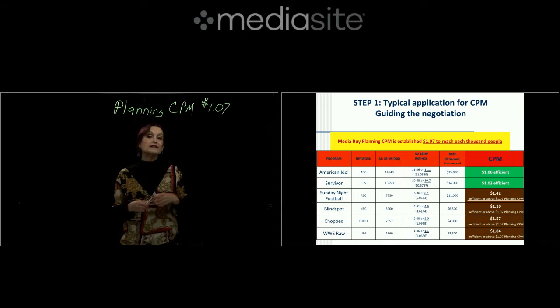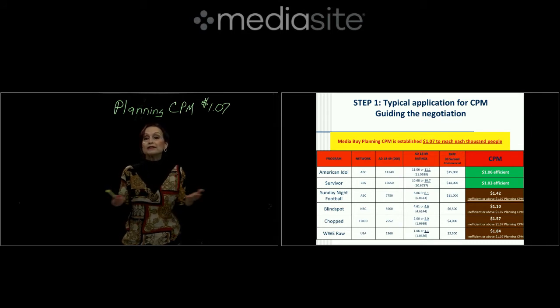What this means is that the media buyer cannot go over in their negotiation $1.07 for every 1,000 people in the programs they're considering buying. This is your guide. This is the guide of negotiation. It's like when you are going to buy a car and you establish a budget, right? You negotiate the car based on the budget and payments that you can afford.